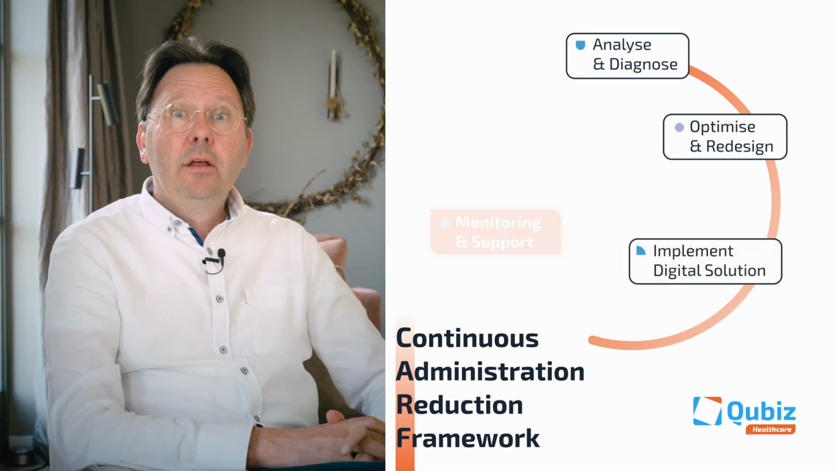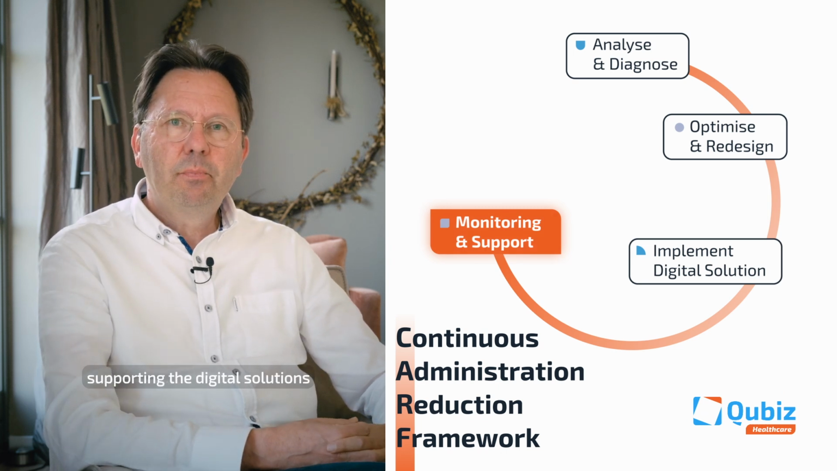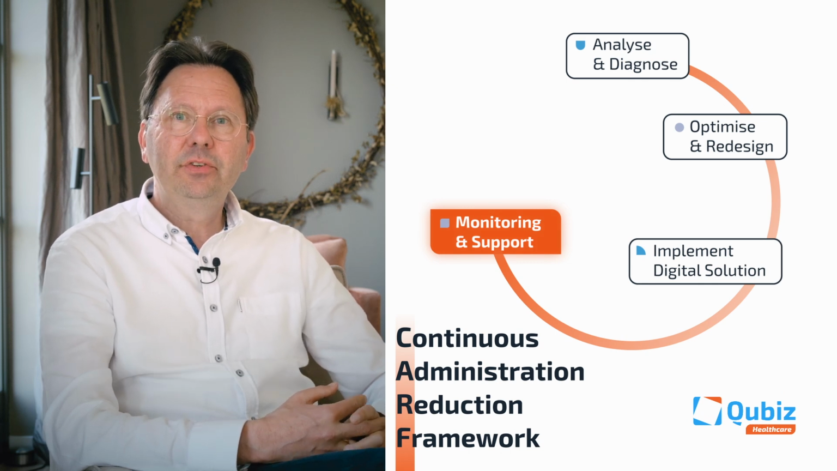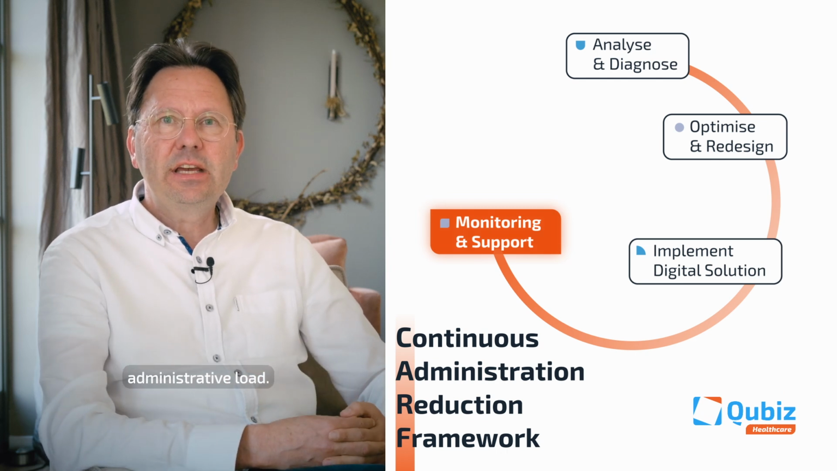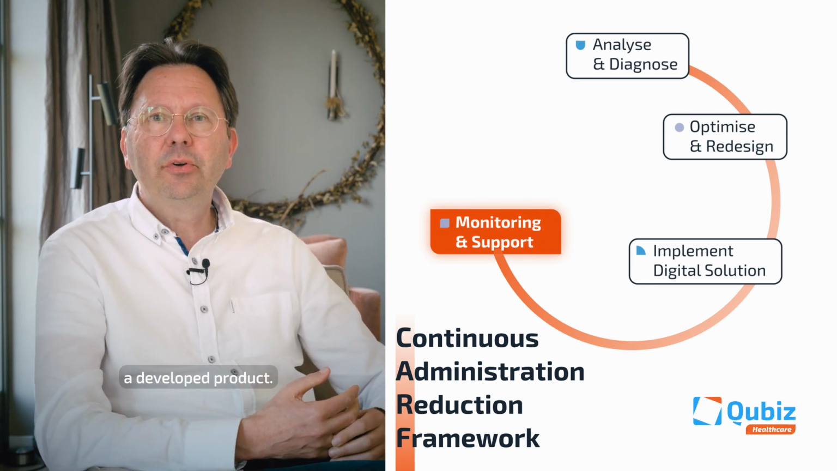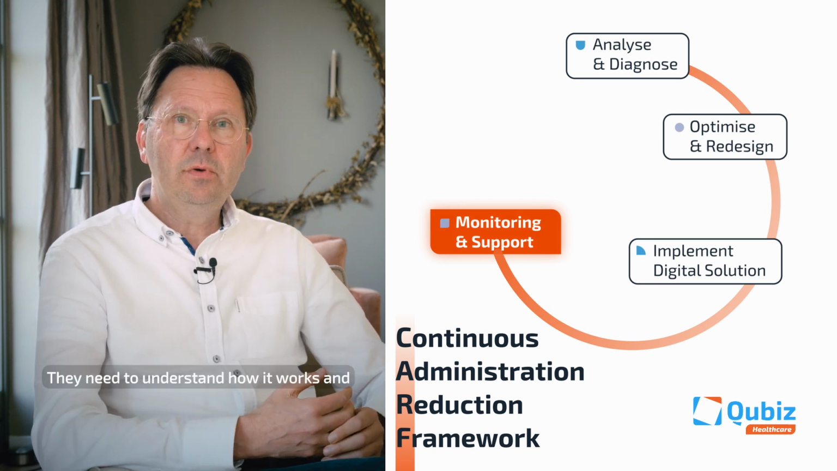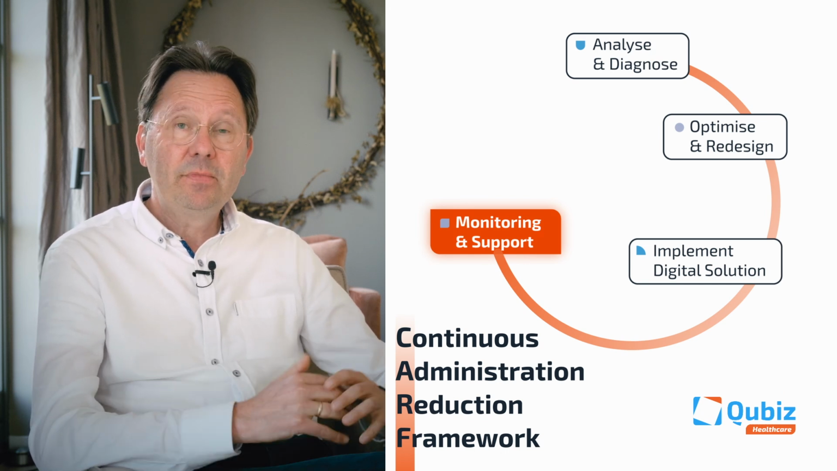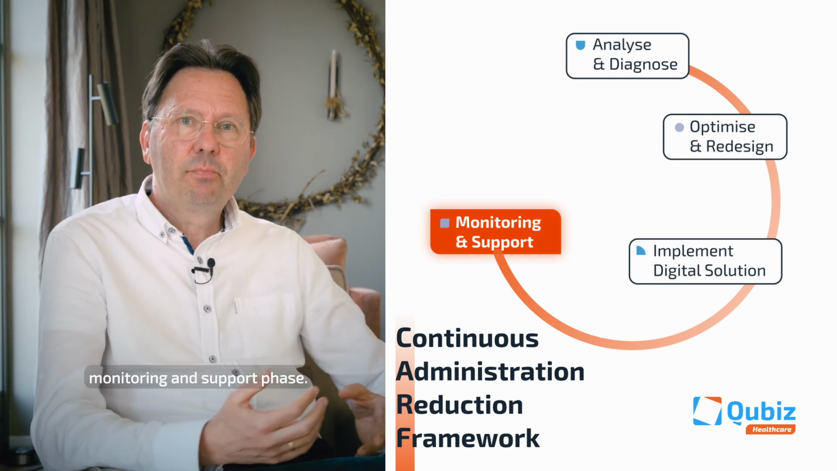The fourth phase of the CARF model is about implementing, monitoring and supporting the digital solutions that have been designed or have been rebuilt. When you think about the digital solutions, they aim to reduce the administrative load. However, administrative load is not reduced when there is a developed product. No, the organization actually really needs to work with it well. They need to understand how it works, and they need to sustain working with the solution. In order to do that, in the CARF model, we have in the fourth phase the monitoring and support phase.